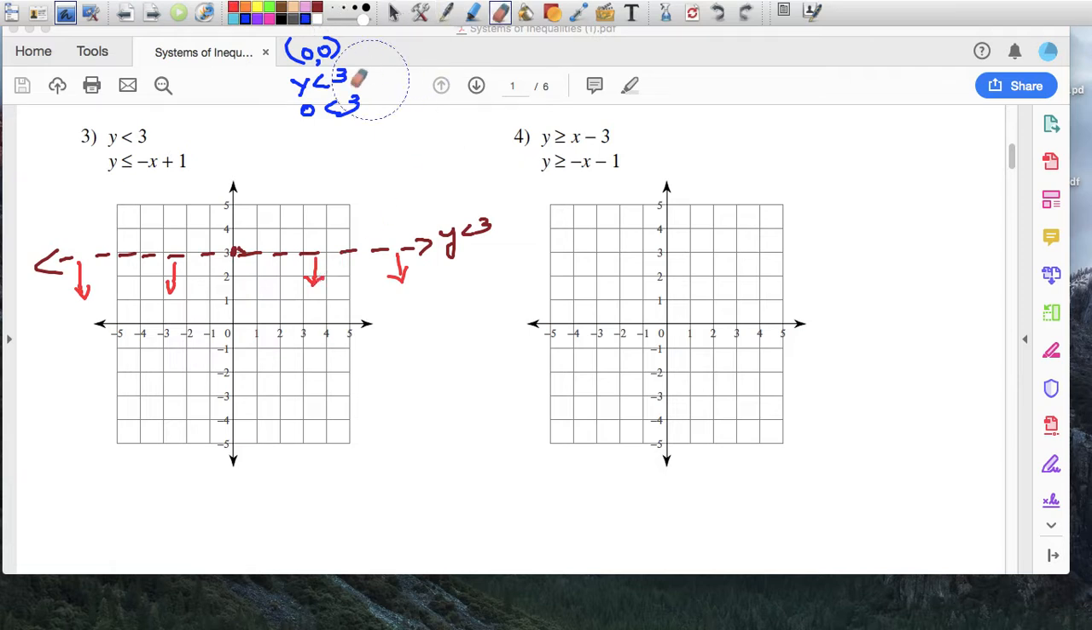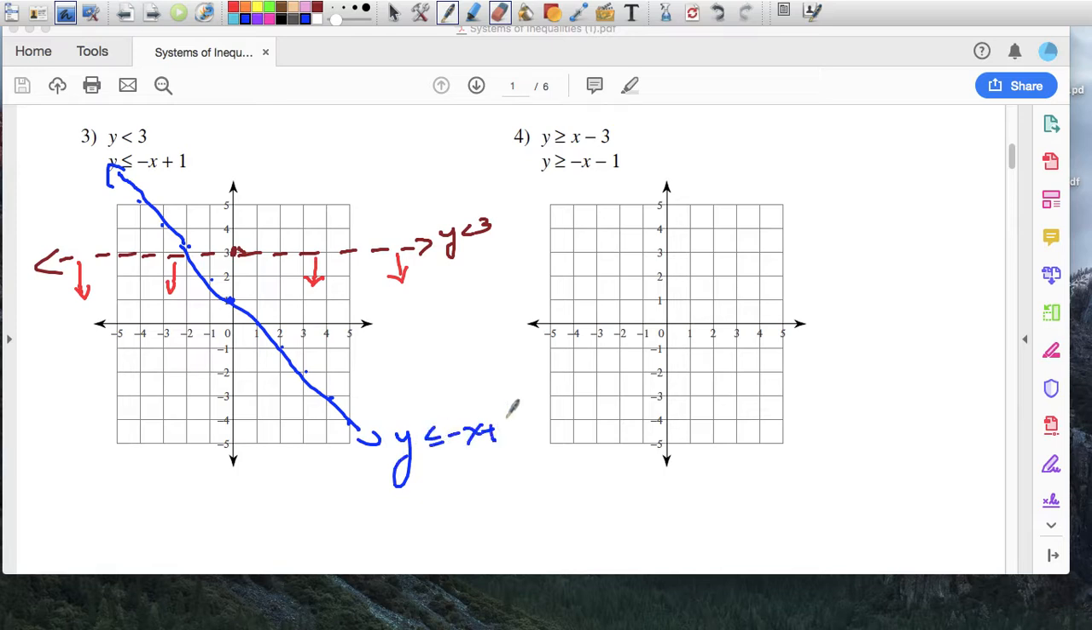Blue. Not blue. 1 right here. And this is a negative, so it's going to be down 1, 1 to the right, down 1, 1 to the right. So this is definitely a straight line. Label it y less than or equal to negative x plus 1. 0, 0. I can do 0, 0 here. So if I do my test point, y is less than negative x plus 1. 0 less than 1. Is 0 less than 1? Yes. So that means we want the side where the 0, 0 is, which is under the line. So it's going this way.